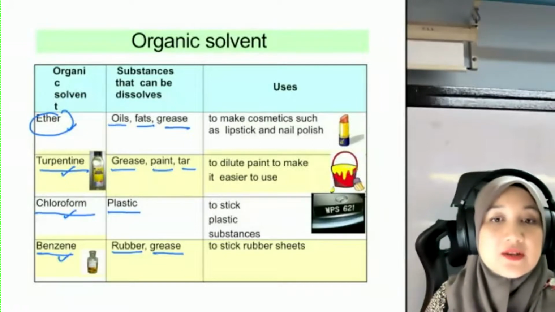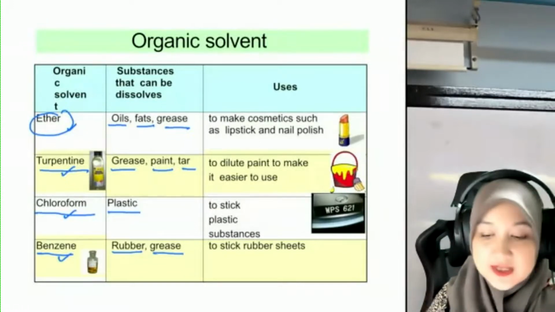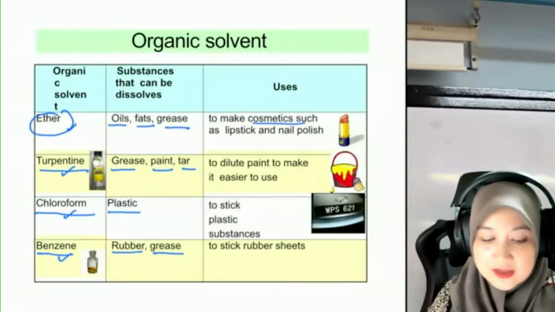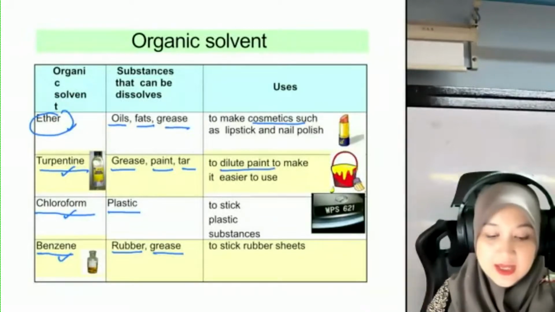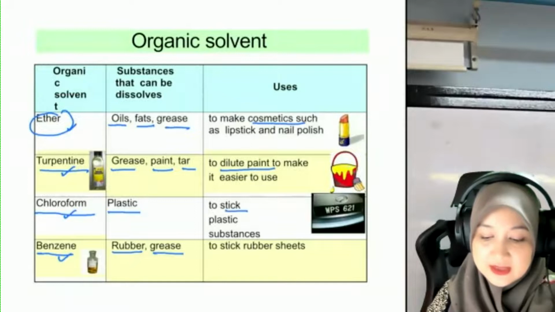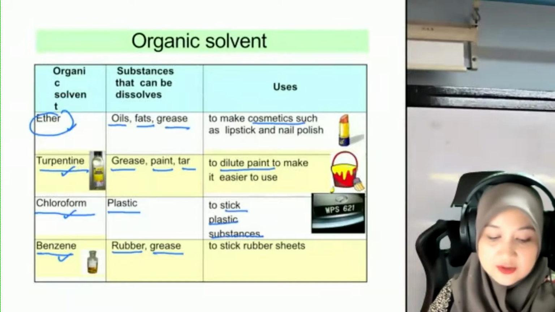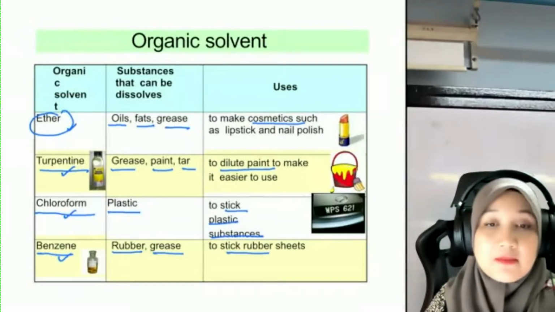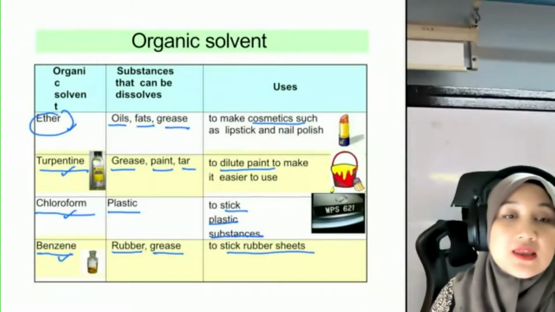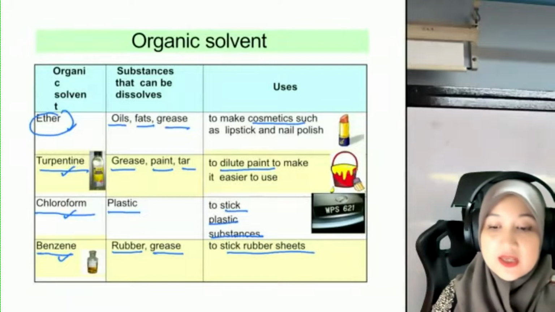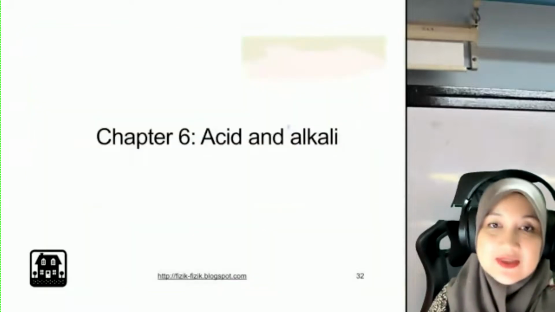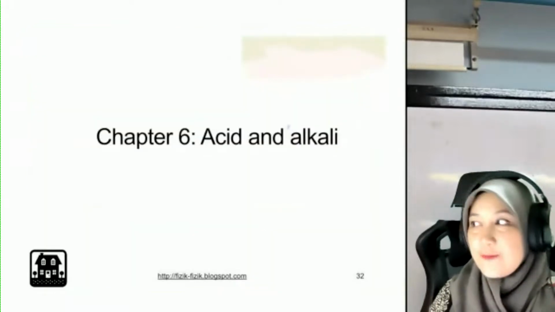Okay, so what are the uses? The use of ether is to make cosmetics, turpentine is to dilute paint, chloroform is to stick plastic substances, and benzene is to stick rubber sheets. These are the uses and also the examples of organic solvents. So that's all for now.